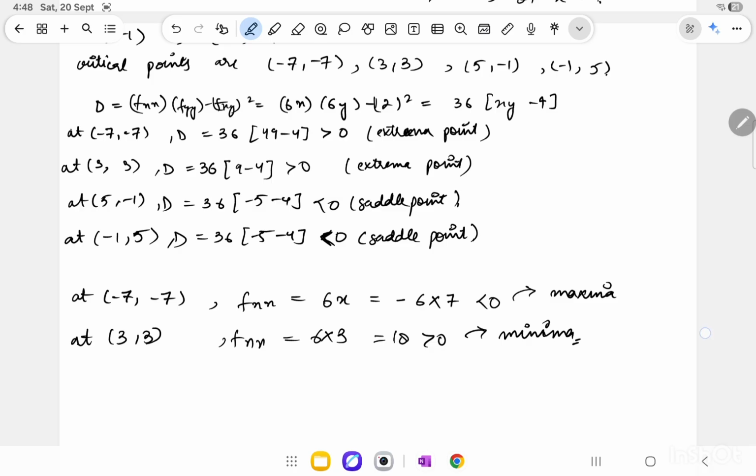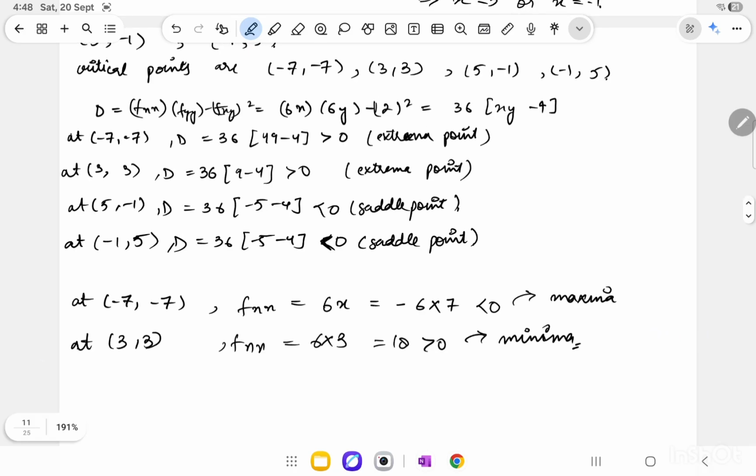So the function fxy has a minima point at 3 comma 3, a maxima point at negative 7 comma negative 7, and there are two saddle points at 5 comma minus 1 and minus 1 comma 5. So let's move on to the next question.